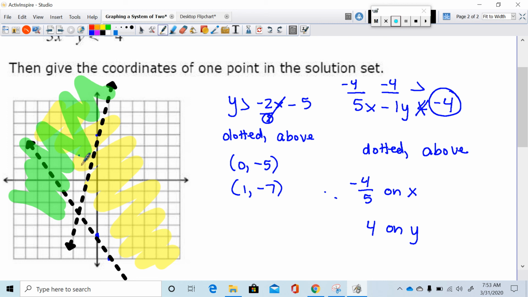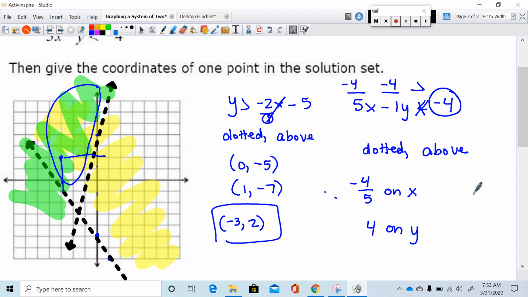Okay, and then so this is a solution region. And then we just want to pick any point there. Let's just pick this one here. It can be any point in the region. So I'm going to go down to the x-axis, and that's at 1, 2, 3. That's at negative 3. And the y-axis is at 2. So negative 3, 2 is 1 point in the solution set.